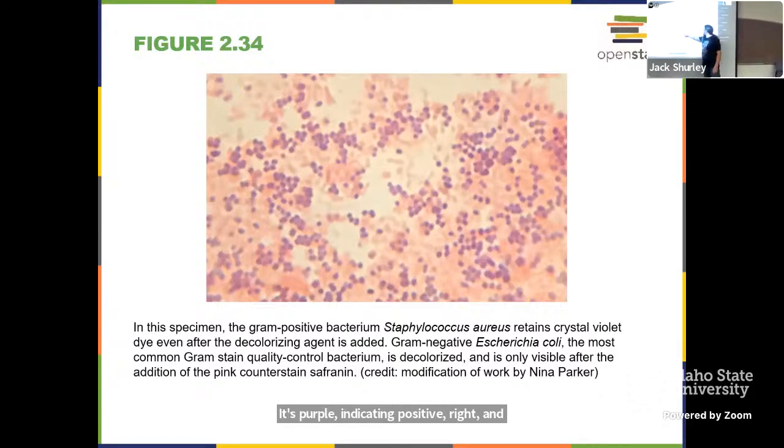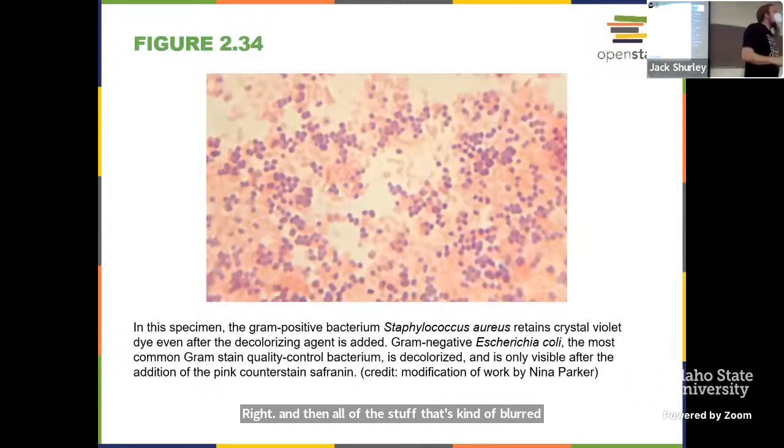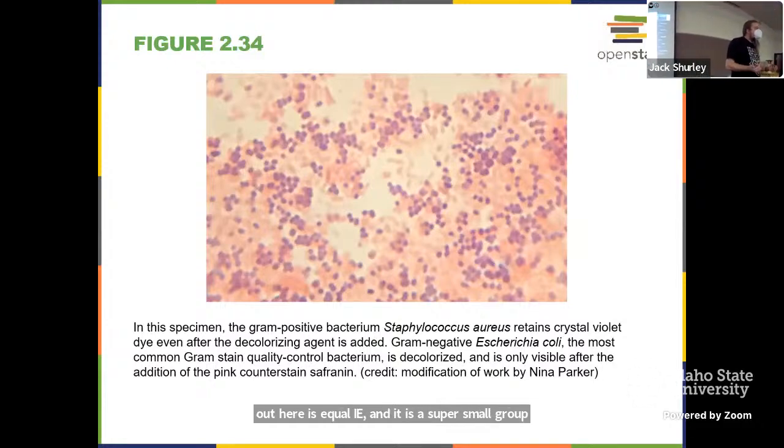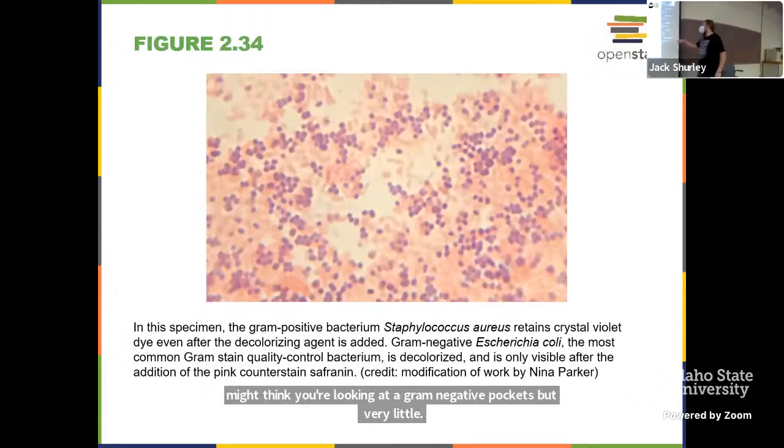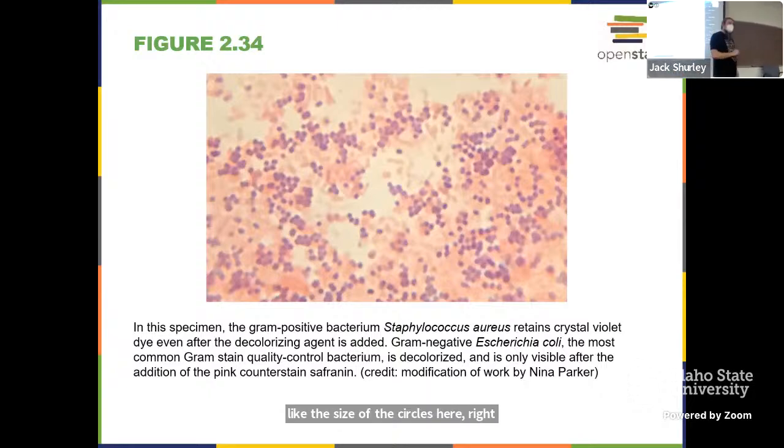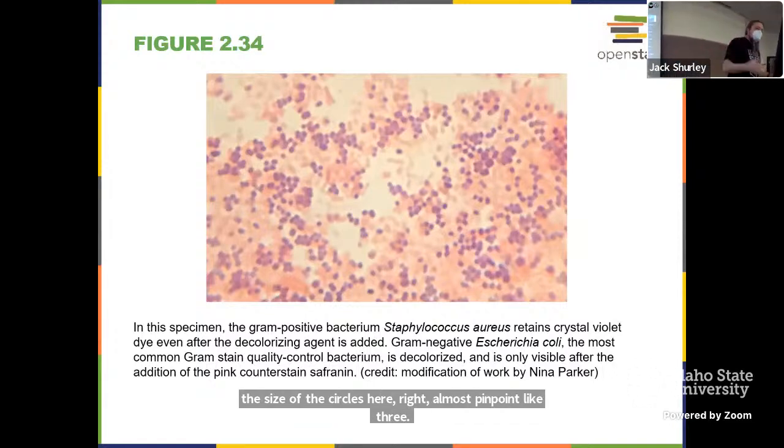And then all of the stuff that's kind of blurred out here is E. coli, and it is a super small gram-negative rod, all right? Sometimes when you look at it, you might think you're looking at a gram-negative coccus, but very, very little, nothing like the size of these circles here, all right? Almost pinpoint-like, all right? And there's one thing I want to tell you with that.